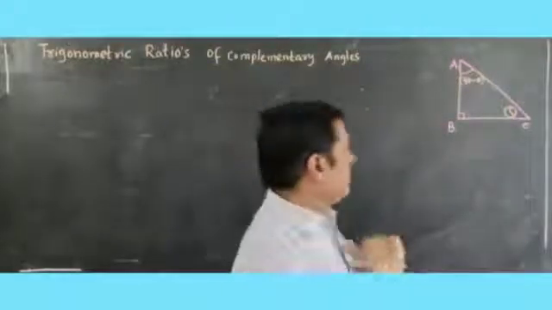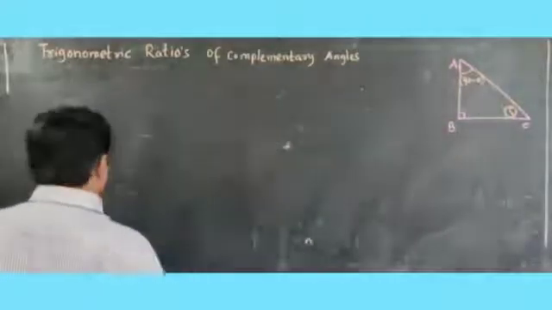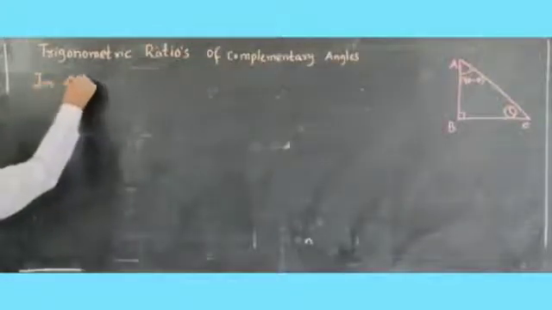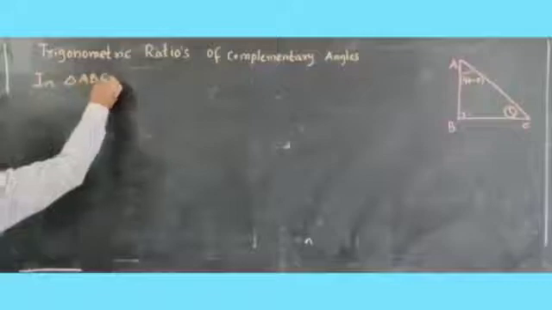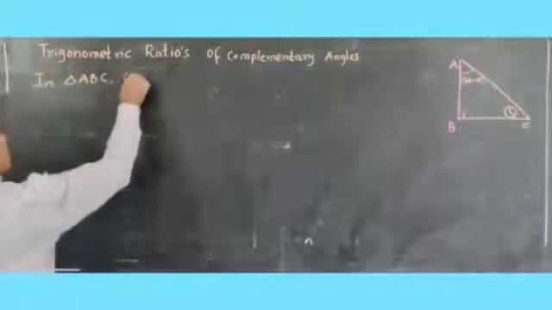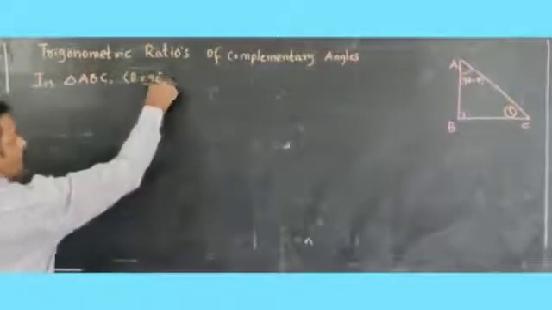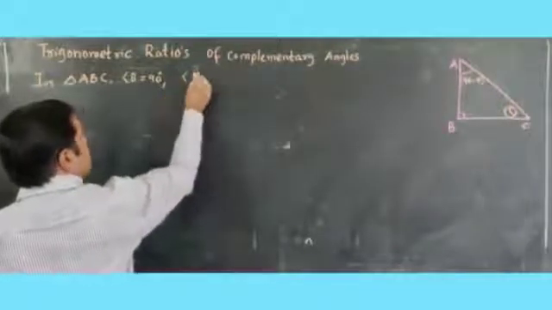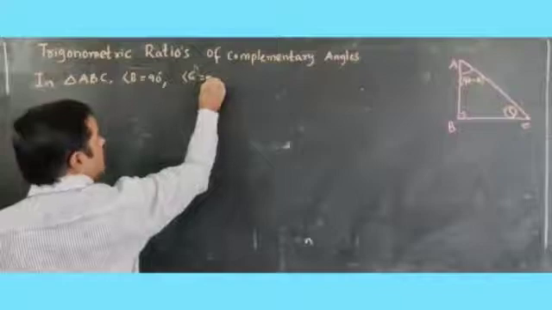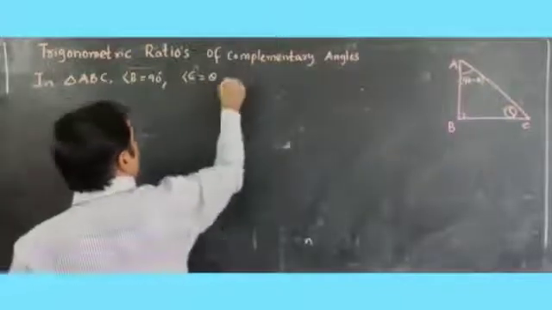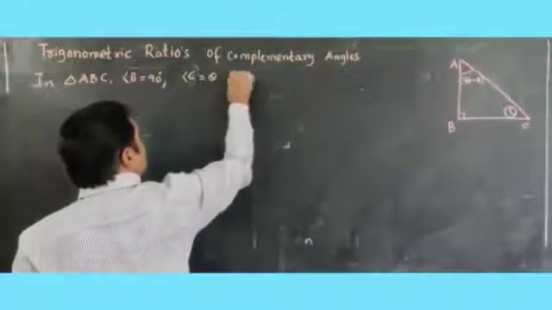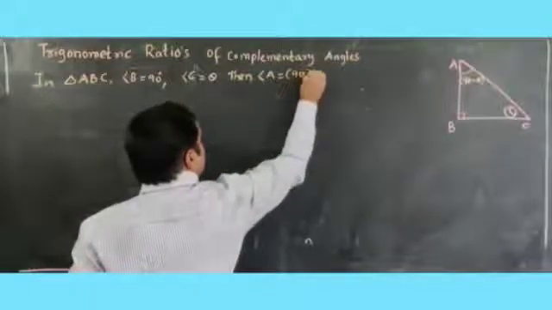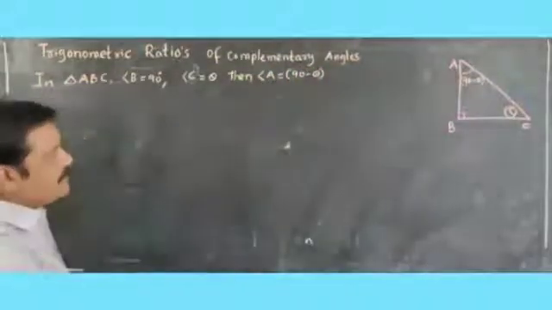Is it clear? Okay, once we check all these, in triangle ABC, angle B is equal to 90 degrees, angle C is equal to theta degrees, then angle A is equal to 90 minus theta. Okay, is it clear?